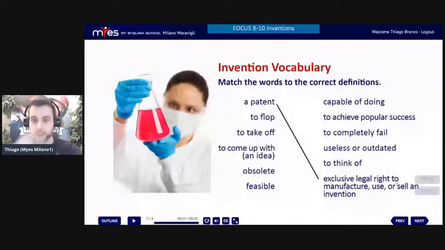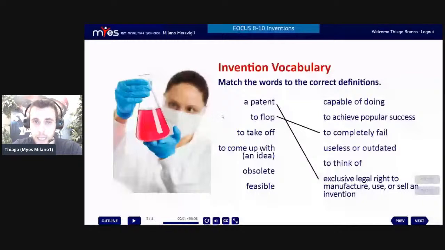Okay, excellent, Katerina. Then we have the verb to flop, which I believe is also used in Italian. To flop is basically the opposite of being successful. So if you invent something but you're not successful in selling it, you can say that your product flopped.